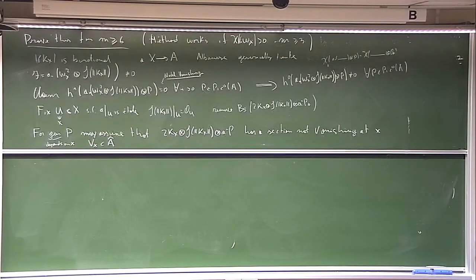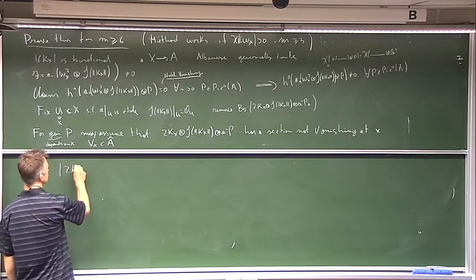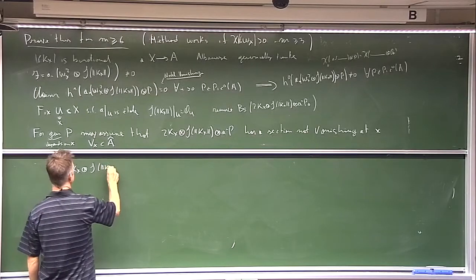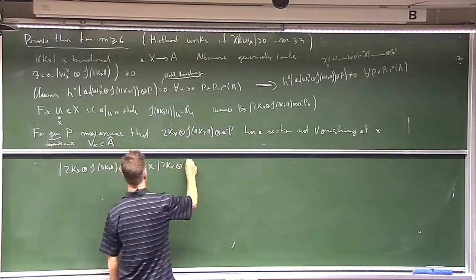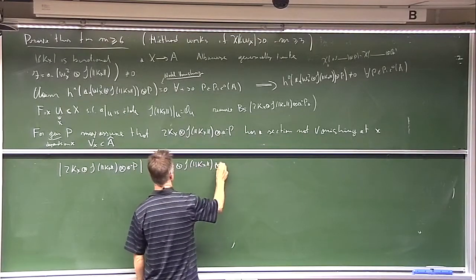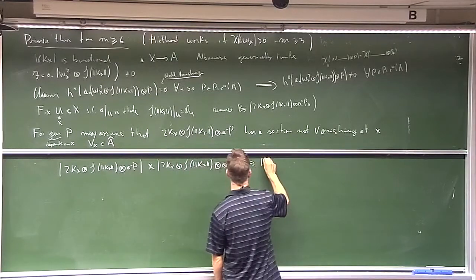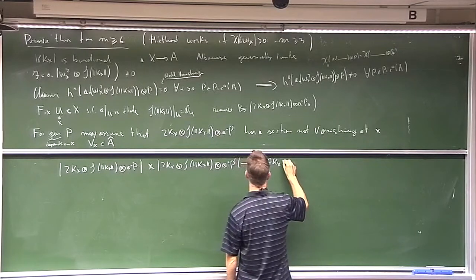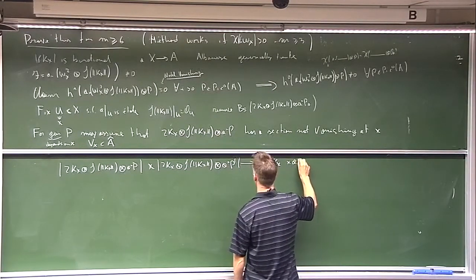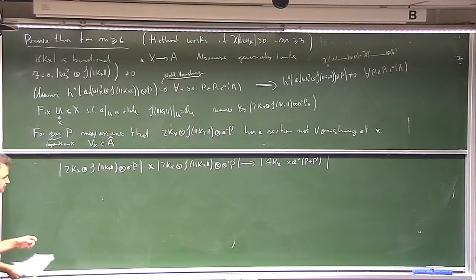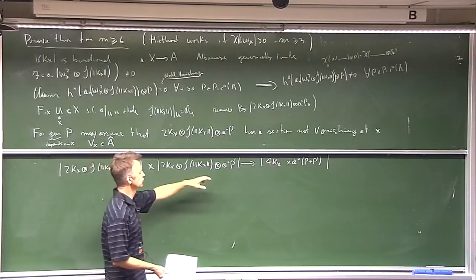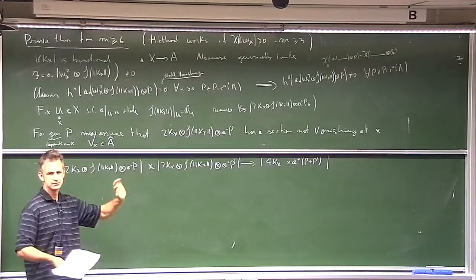Okay? So now I want to use these sections. So this is not very satisfactory. We've done very little, but at least we've got some sections working. So now I want to look at the map 2kx tensor I kx tensor a upper star of p times 2kx tensor I kx tensor a upper star of p prime into 4kx tensor a upper star p plus p prime. Okay? So, you know, the image of these sections will actually be sections in here that vanish along I kx squared. Not worrying about that too much, yeah?